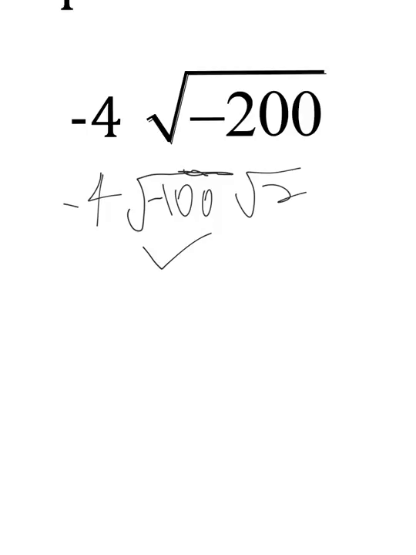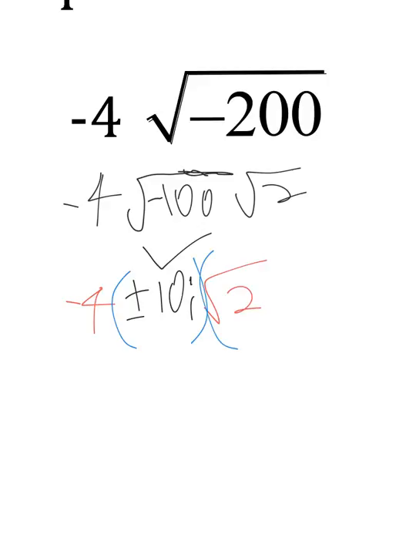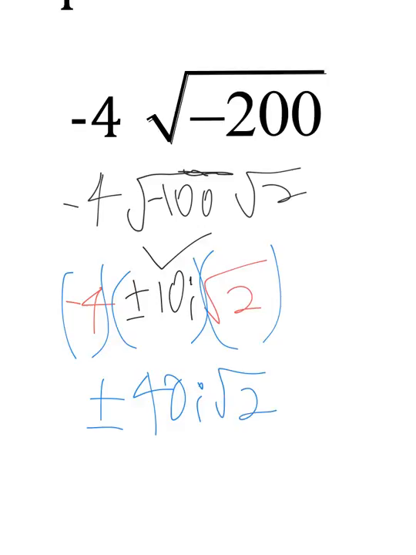negative 100 would be plus or minus 10i. And then everything else just carries down. So the square root of negative 2 and then negative 4. And it's all multiplying together. I don't know if it makes it easier to understand if you put it all in parentheses like this. What's negative 4 times plus or minus 10i? It's going to turn into plus or minus 40i. And then you have the square root of 2 on the outside.